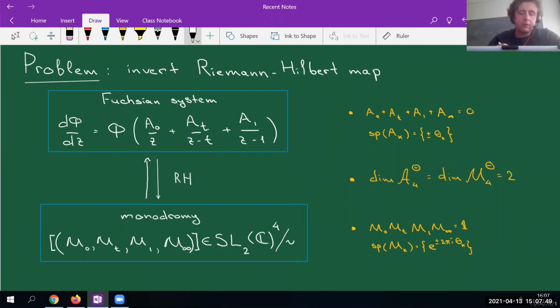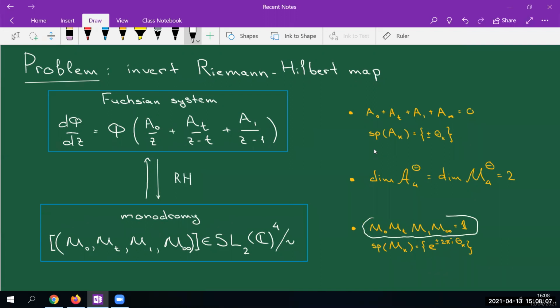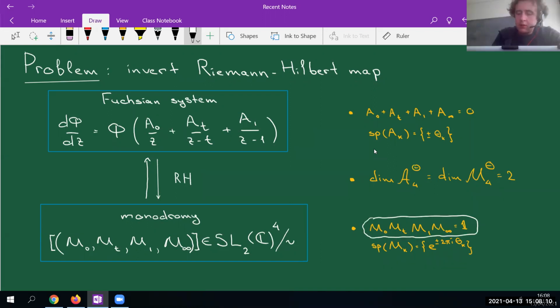So given a conjugacy class of monodromy, we want to restore this equation here. So basically, given these 4 matrices, which satisfy this cyclic condition here, and also whose eigenvalues are fixed in this way, we want to restore from these M's the corresponding linear system.